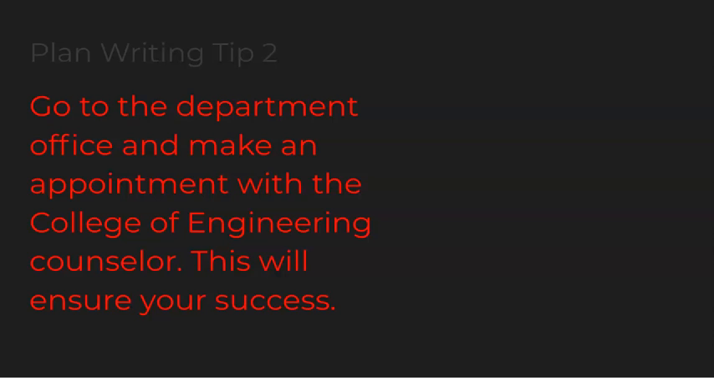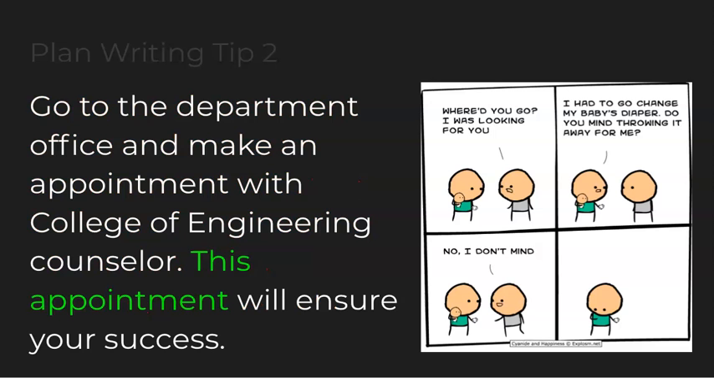Additionally, you're going to want to avoid those ambiguous pronouns that I've been talking about since the beginning of the quarter. "Go to the department office and make an appointment with a College of Engineering counselor. This will ensure your success." In this case, this is an ambiguous pronoun because we're not sure exactly what it is that is going to ensure the person's success. So instead, you can simply follow the word this with whatever the original referent is. "This appointment will ensure your success."